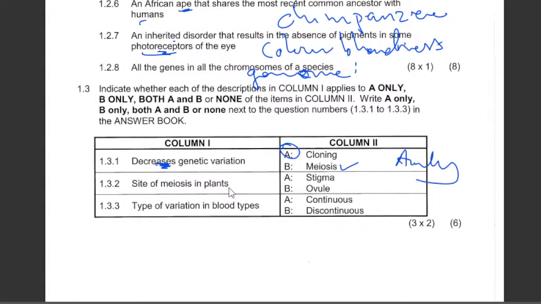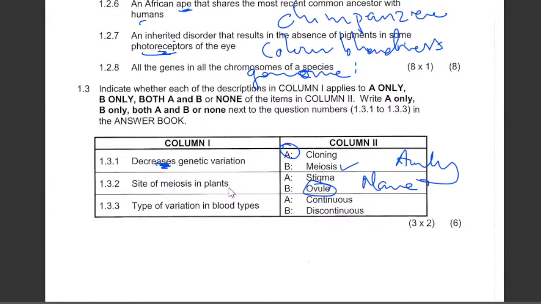Site for meiosis in plants. I asked a question yesterday: where is meiosis taking place? Someone said ovary, another said testis. Then I said I didn't ask that; give me where meiosis occurs in animals. I was asking because I know they like this. Anyway, here they are saying site for meiosis in plants. Here it's none. It's not the ovule, because ovules are produced as a result of meiosis in plants. And the stigma, no. So the answer is none.